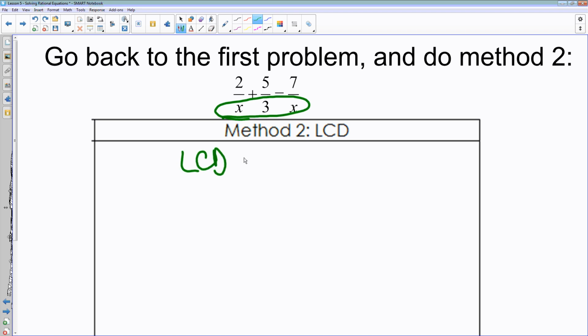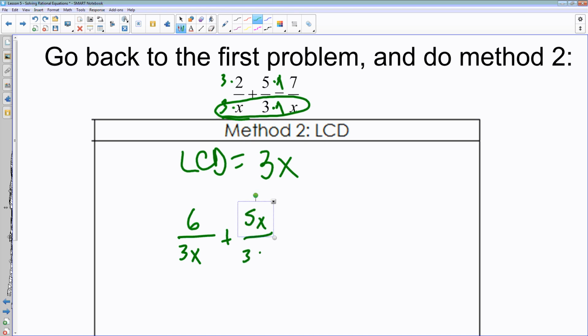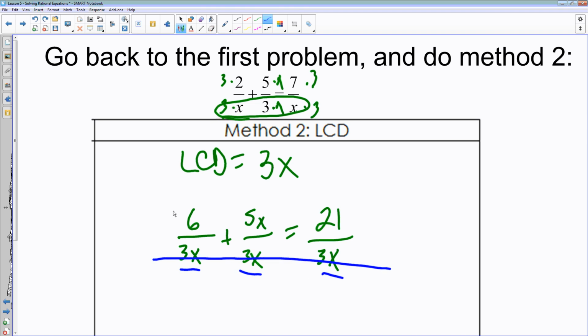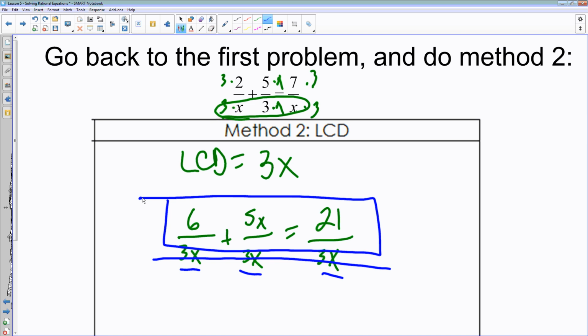So the LCD of those 3 things is just 3x. Okay. All right. So we know the first fraction gets multiplied by 3 over 3 to get 6 over 3x. The second fraction needs to be multiplied by x over x to get 5x over 3x. And the final fraction needs to be multiplied by 3 over 3 to get 21 over 3x. Now that we've gotten all 3 of these to be the same, we don't need to worry about it anymore, and we just have to solve the equation up top.